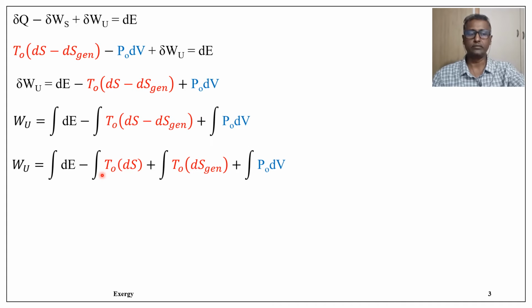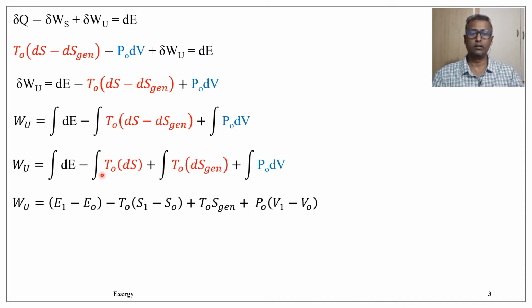Upon integration, the quantity W suffix U is equal to E1 minus E0 minus T0 times S1 minus S0 plus T0 multiplied by entropy generated plus P0 into V1 minus V0. What is V1? It is the initial state. What is V0? Final state.